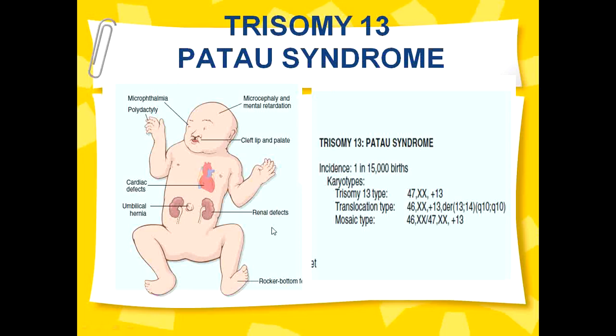Trisomy 13 presents with microphthalmia, polydactyly, microcephaly, cleft lip, renal defects, and rocker bottom feet. Karyotyping shows one extra autosome, chromosome 13, while translocation is the transfer of segments between 13 and 14. Mosaic type includes both normal and one extra autosome.